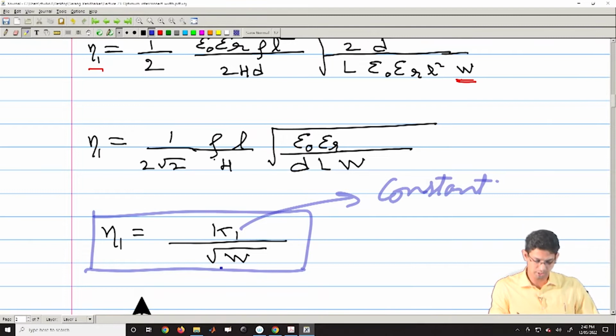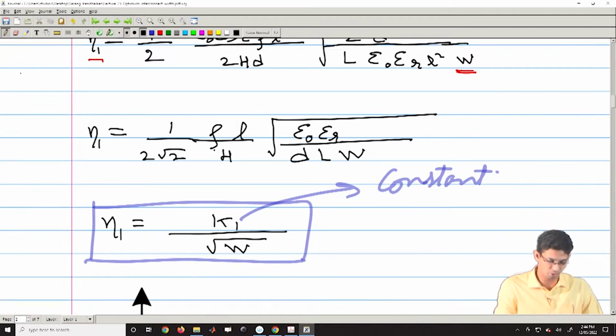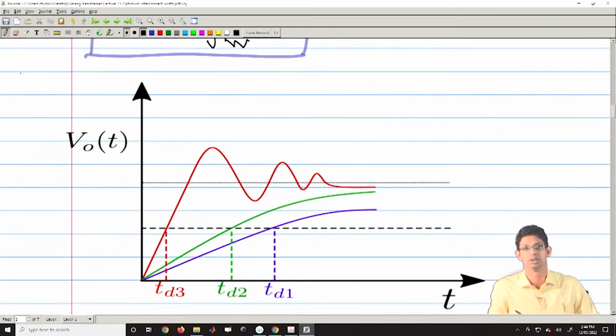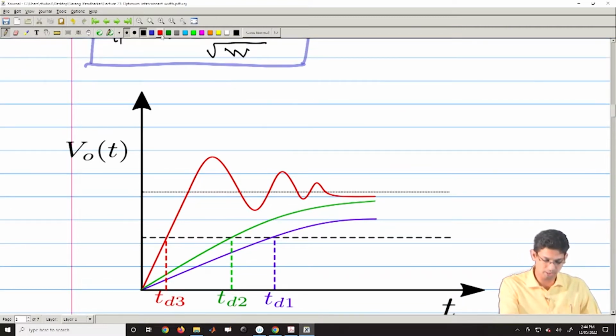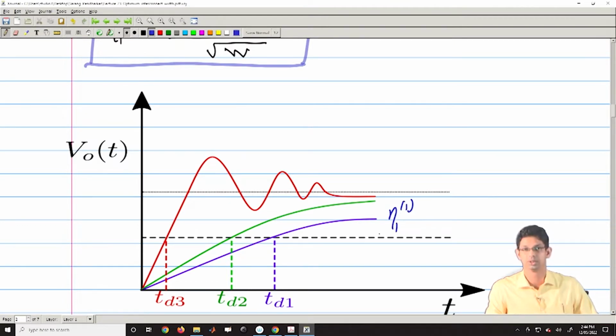Now, let us investigate how this will translate to the effect on my delay. So, if I go back to the two pole approximation, we had something like this, right. These are three different values of eta. So, when you have eta 1, let me call this with superscript 1 in this parenthesis.